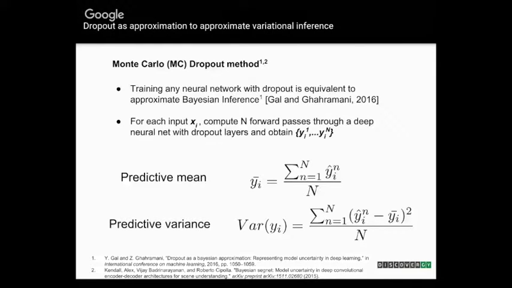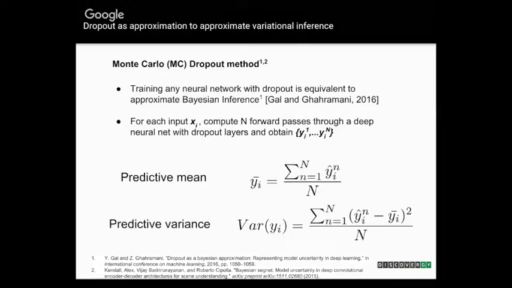So Yarin Gal and Ghahramani had an interesting insight. They proposed a method called Monte Carlo dropout, wherein they showed that training any neural network with dropout is equivalent to training a Bayesian neural network. The way this works is that for any input x_i, if you do n forward passes and obtain the prediction from them, then you can just get the predictive mean and the variance from these predictions. So this is like drawing Monte Carlo samples from the distribution without actually having to calculate the posterior. I won't go into the maths here. You can go through the references to check out the math.